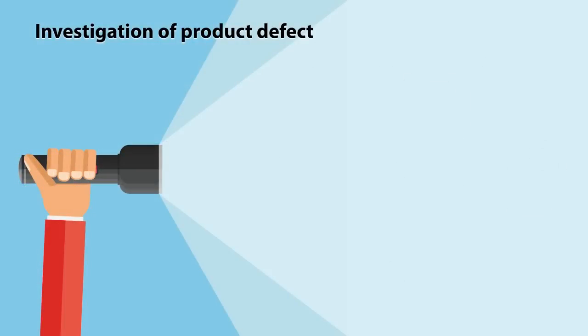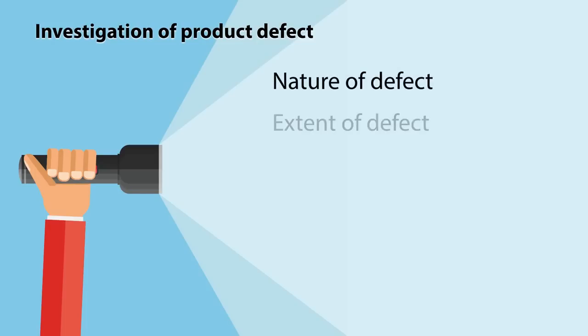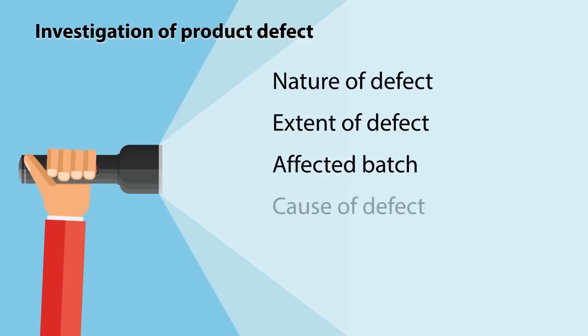Now we will go through in more detail the various steps involved in this process. The first step is the investigation of the product defect. In this process, you should gather the relevant information such as the nature of the defect, the extent of the defect, the affected batches, the cause of the defect, and, if possible, obtain samples of the defective product.